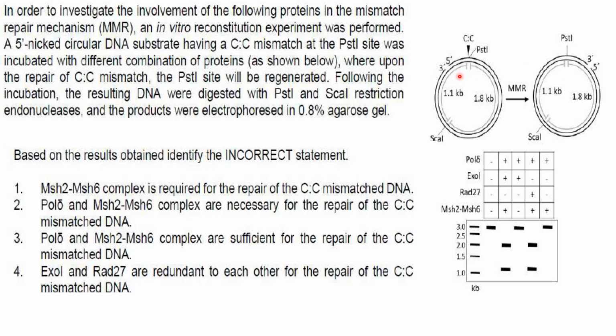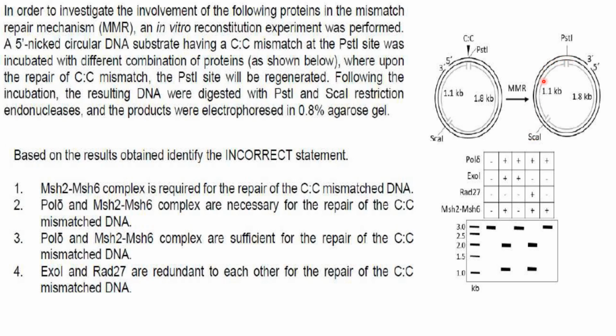Okay. Now what they have shown here is because of the presence of the CC mismatch, PST1 will not be able to cut this particular circular DNA. But after repair, the PST1 will be able to cut the circular DNA. Following the incubation, the resulting DNA were digested with PST1 and SCA1 restriction endonucleases, and the products were electrophoresed on 0.8% agarose gel. So here they have added different proteins. Some they have added, some they have not added. Okay. And after the repair mechanism, they have cut it with the restriction endonucleases, both PST1 and SCA1.